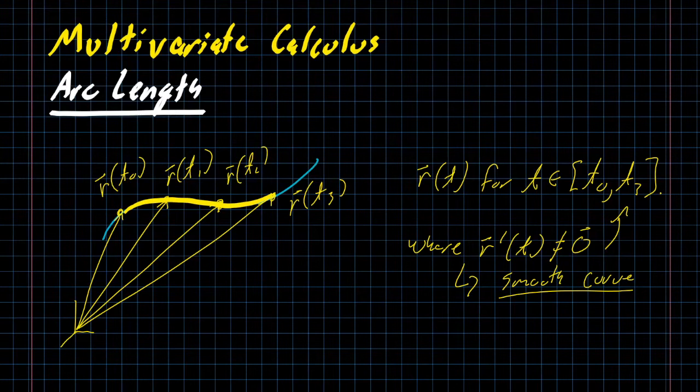The derivative never zero. That feels familiar to us. That was the thing that we talked about when we first started graphing functions as the definition of a smooth curve. So we need the curve to be smooth in order to talk about the arc length. And as long as that's the case, then we will have nothing to worry about.